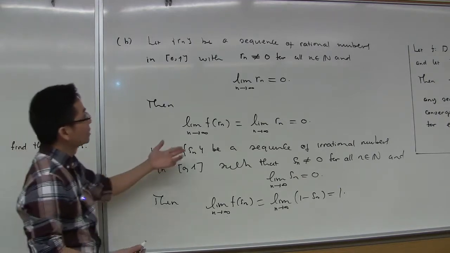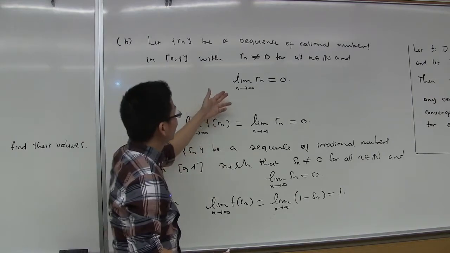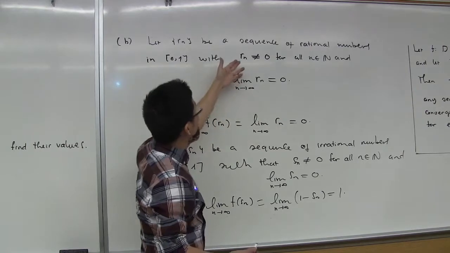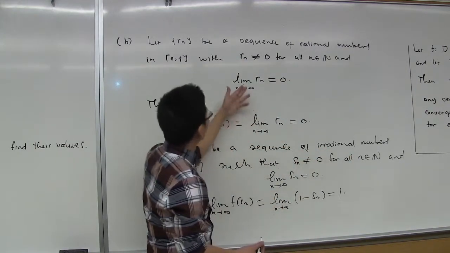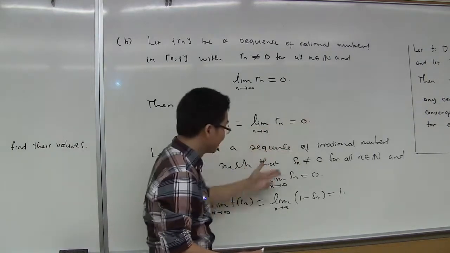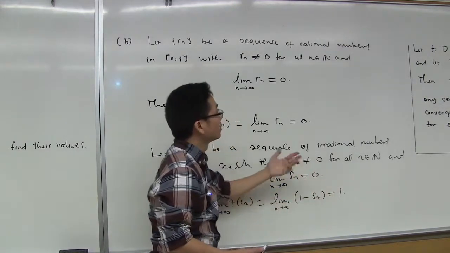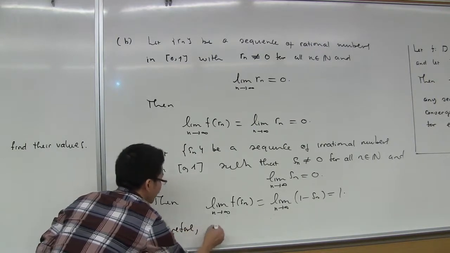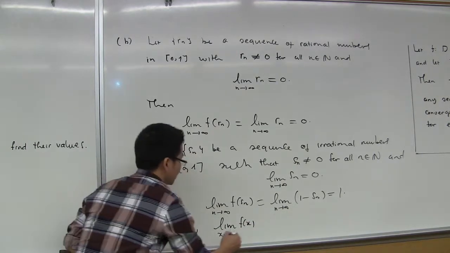So we have found two sequences Rn and Sn such that both sequences converge to 0, and this condition is satisfied for all n in N, but the limit of f of Rn is 0 and the limit of f of Sn is equal to 1. Okay, so therefore the limit of f of x as x approaches 0 doesn't exist.